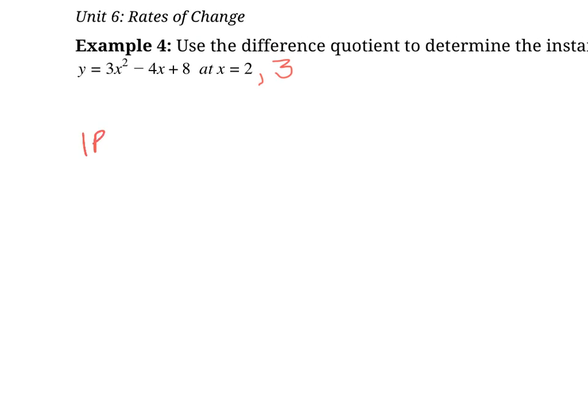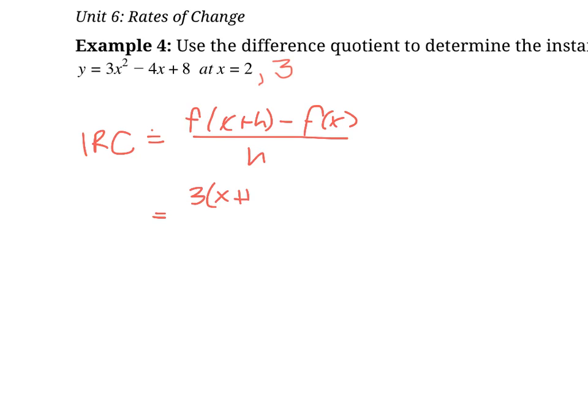So let's start off with our instantaneous rate of change. The difference quotient says it's going to be f at x plus h minus f at x all over h. And we just plug in our formula there. Every x we're going to replace with x plus h. So 3 times (x plus h) squared minus 4 times (x plus h) plus 8. And then subtract the regular function, just f at x, 3x squared minus 4x plus 8.